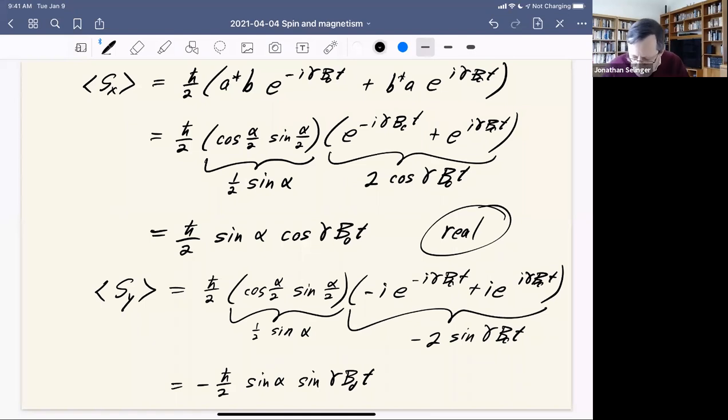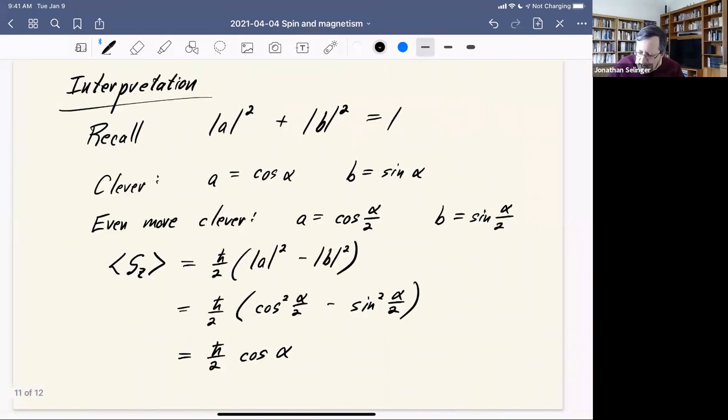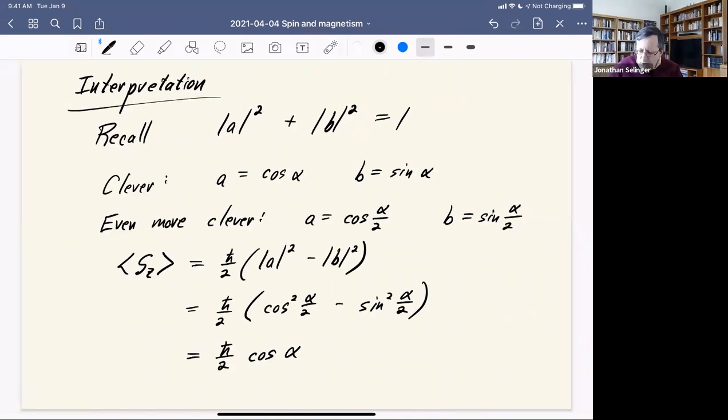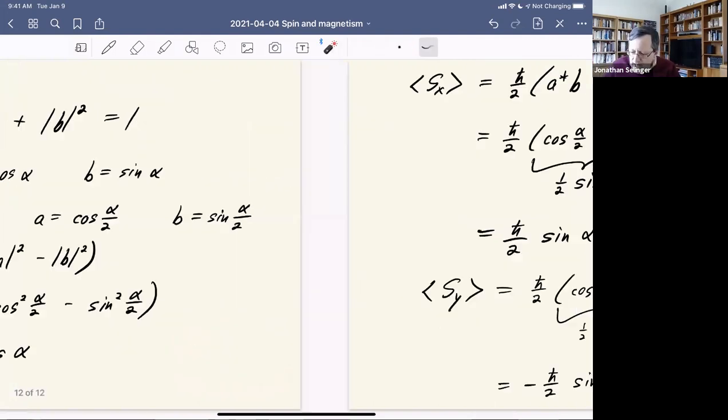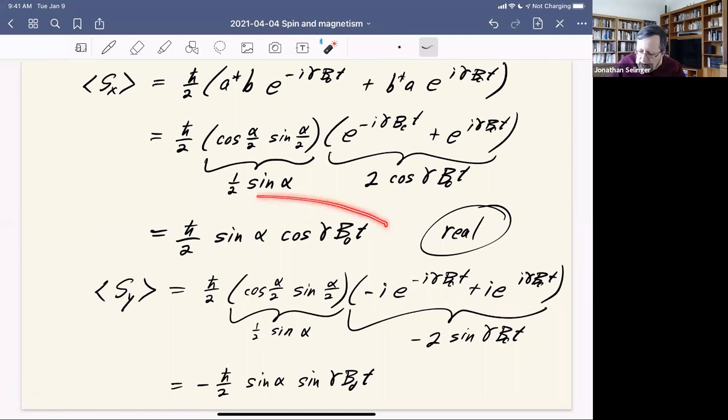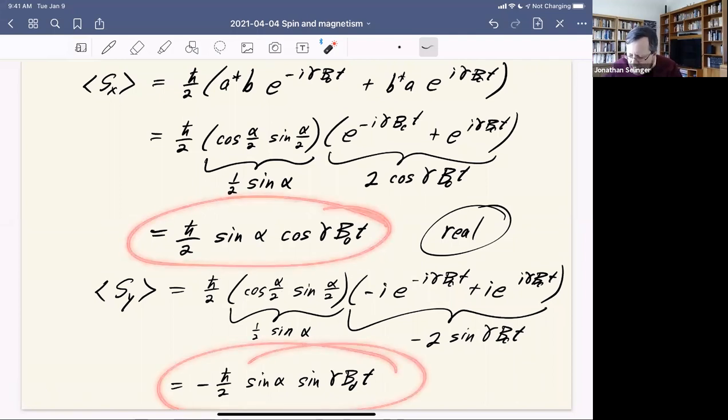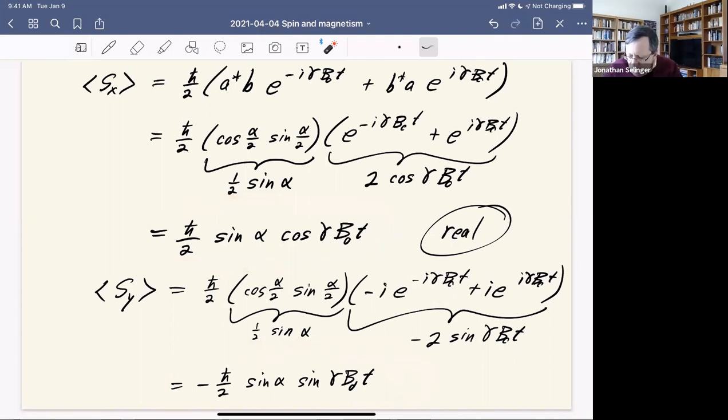Okay, so now we can see how all 3 components of the spin expectation value are changing in time. We can see that the spin expectation value has a fixed z component that is constant with respect to time, and it has x and y components that are varying in time as sine and cosine.